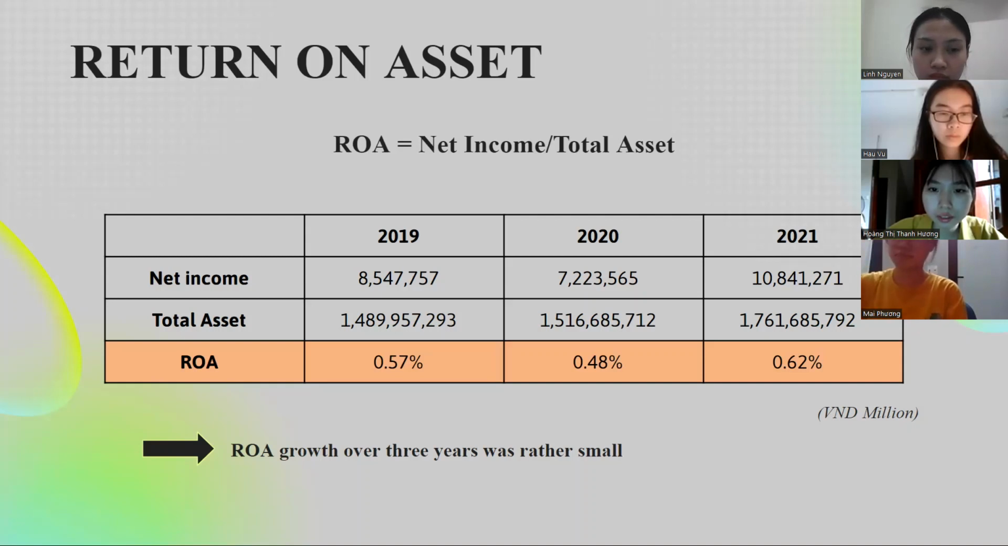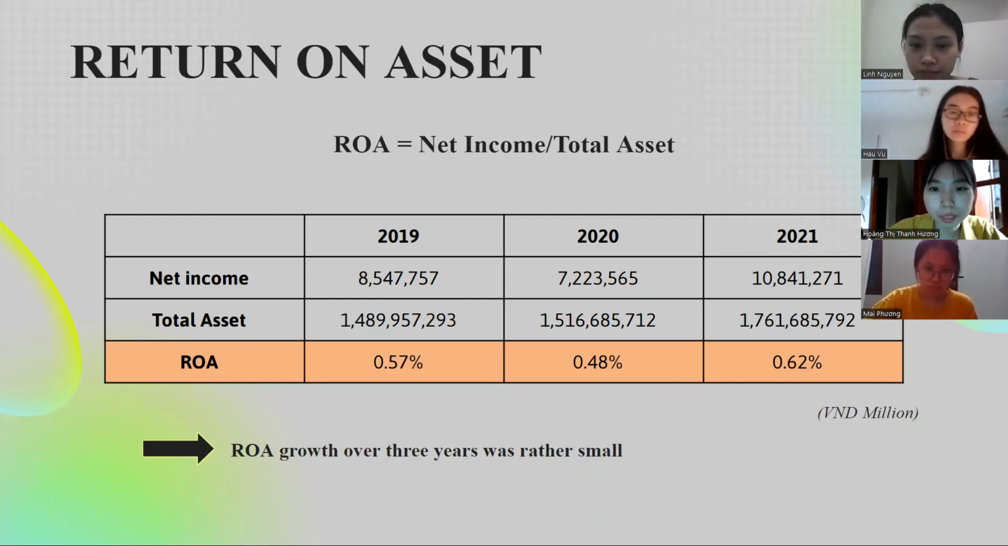And first, I will assess the management efficiency by calculating the ROA, return on assets, and ROE, return on equity. First, I will tell you about the ROA, return on assets. It indicates how efficiently the bank can convert assets into earnings. The higher the bank's ROA, the better its performance and management are. In other words, if the bank makes better use of its assets, it can generate more profit. And the table presents the ROA of the bank over 3 years.